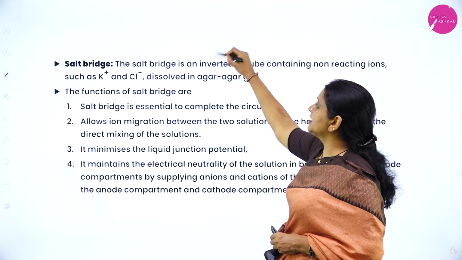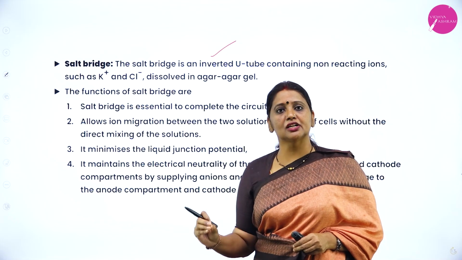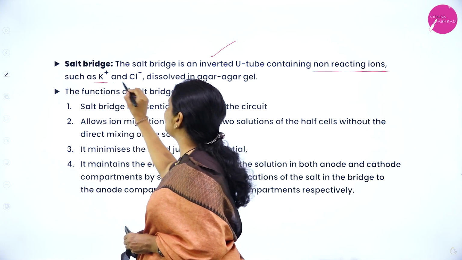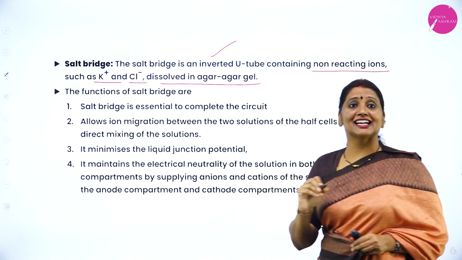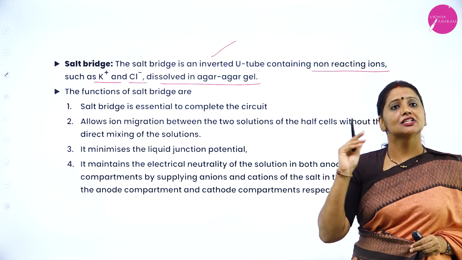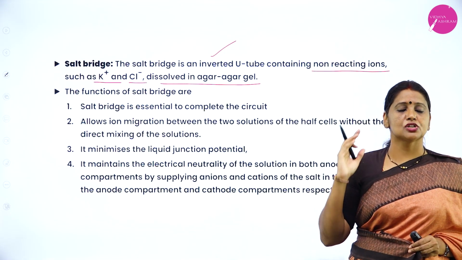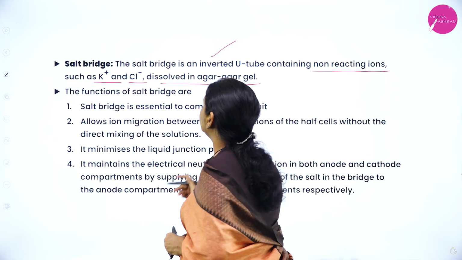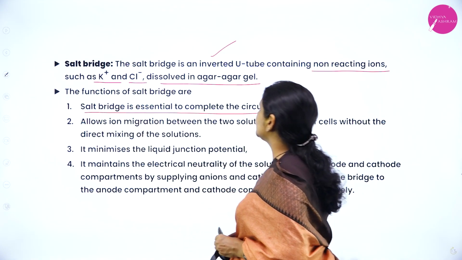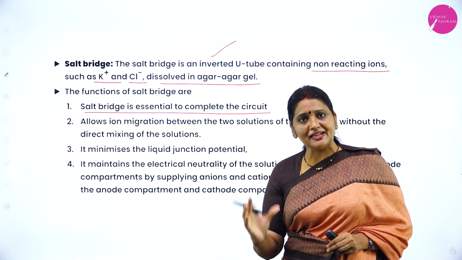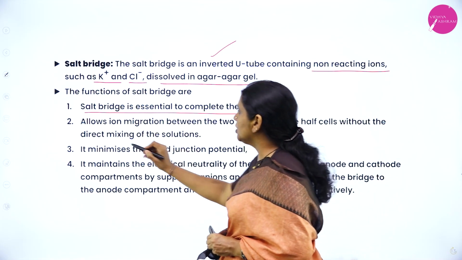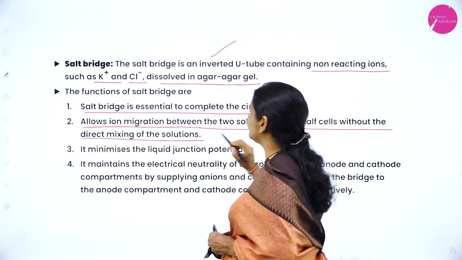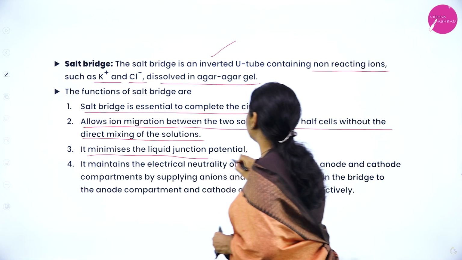Next, what is a salt bridge? A salt bridge is an inverted U-tube containing non-reacting ions like K plus and Cl minus dissolved in agar-agar gel. It is an inverted U-tube as I showed in the diagram. The salt bridge is essential to complete the circuit. It allows ion migration between the two solutions of the half cells without the direct mixing of the solutions. It minimizes the liquid junction potential.